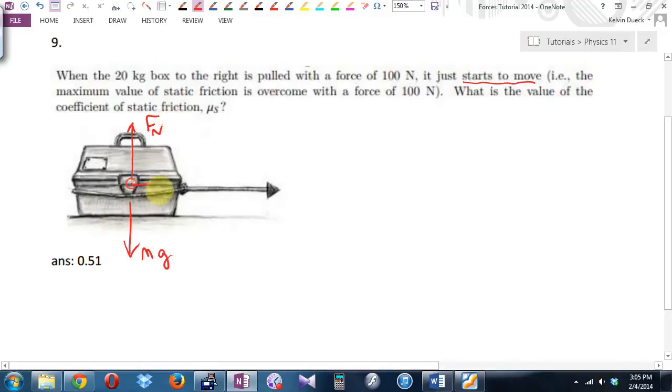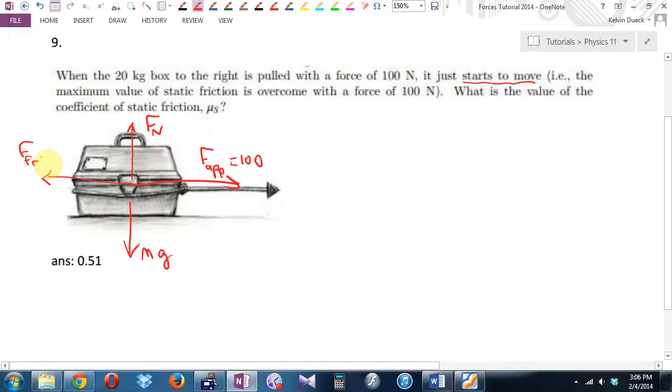Okay, we call this the applied force. And it looks like it's 100. What else? Well, what did I, friction. And what did I underline, Jake? The fact that it just starts to move. I think what they're trying to say is friction has just finished tying the applied force. It has just started to move.